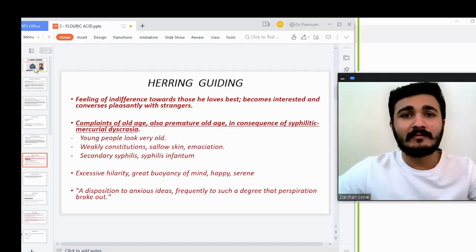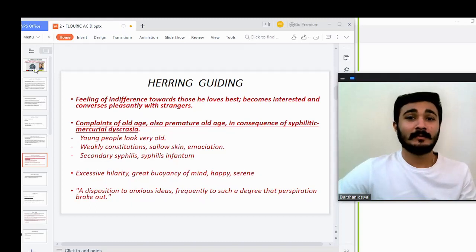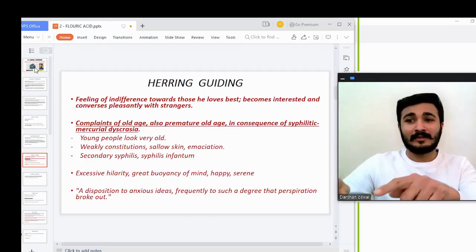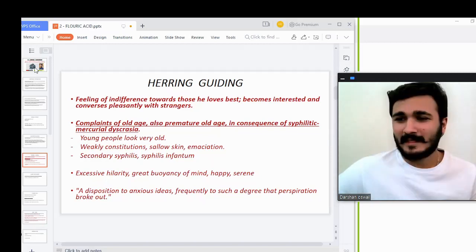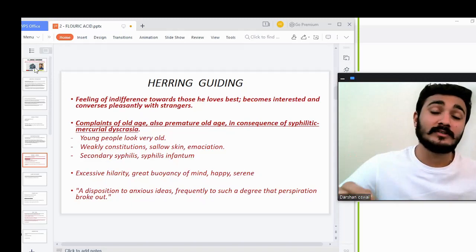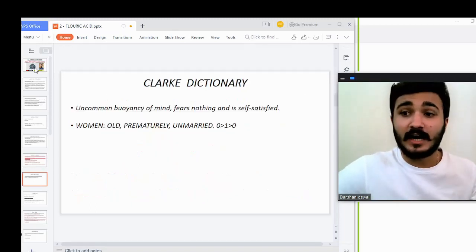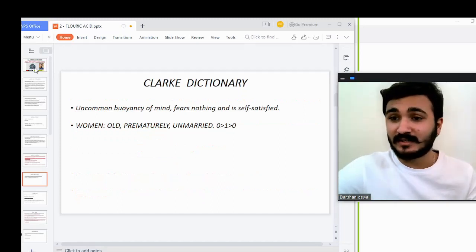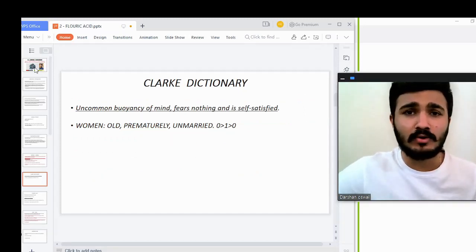So these people have all superficial relationships, floating relationships, not deep relationships. But when we see the pathology, the pathology is deep. Great disposition to anxious ideas. Frequently that perspires. Now Clarke writes, uncommon buoyancy of mind. Same thing again. Fears nothing. This person is very, very bold, courageous, doesn't fear.